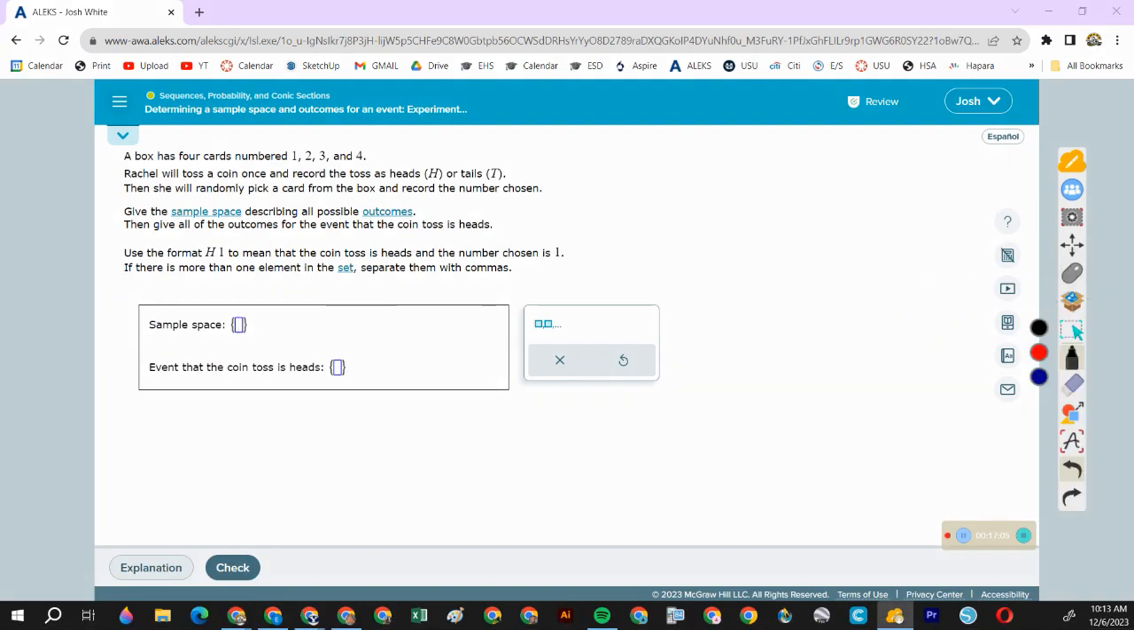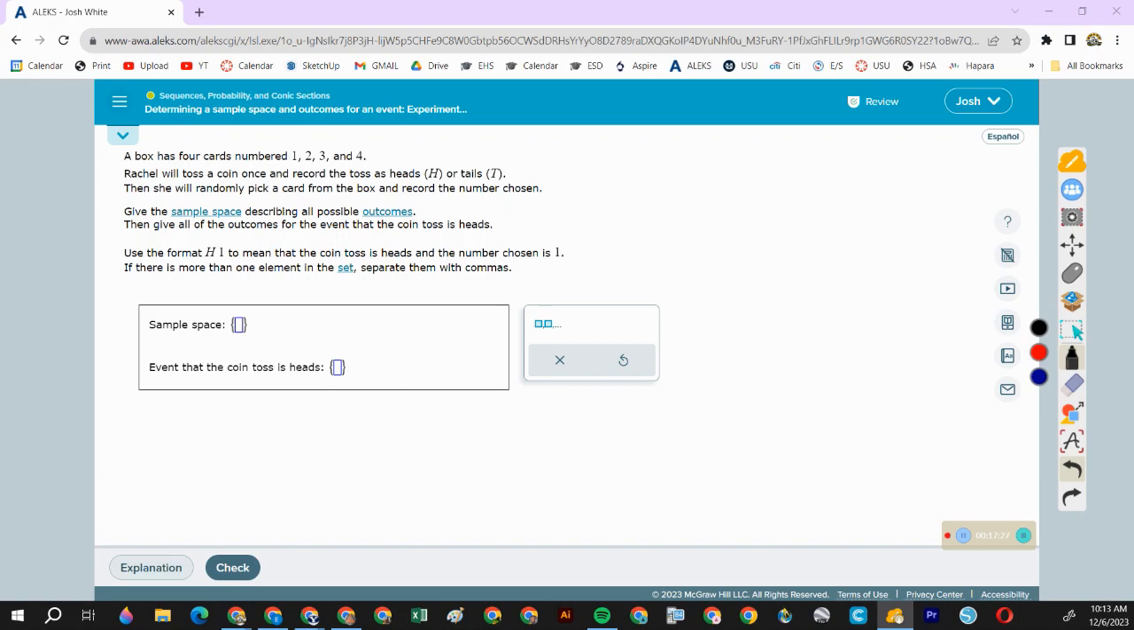Okay, we're back into sample space. A box has 4 cards numbered 1, 2, 3, and 4. Rachel will toss a coin once and record the toss as H or T, heads or tails. Then she will randomly pick a card from the box and record the number chosen. Give the sample space, describing all possible outcomes.